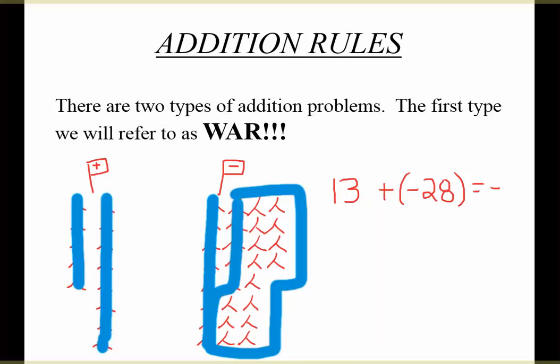And if you count that up, you're going to see that there are 15 of those negative soldiers remaining. So who wins the war? In this case, the negatives. How many do they win by? 15. That's why our answer here is a negative 15. So in a war problem, you'll see positives and negatives opposing each other.